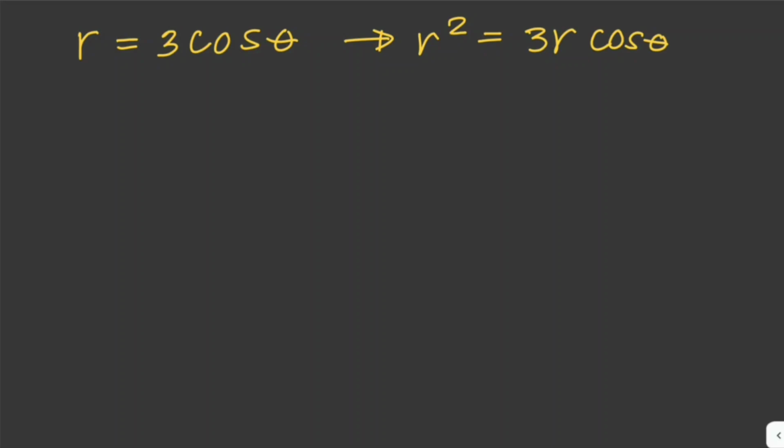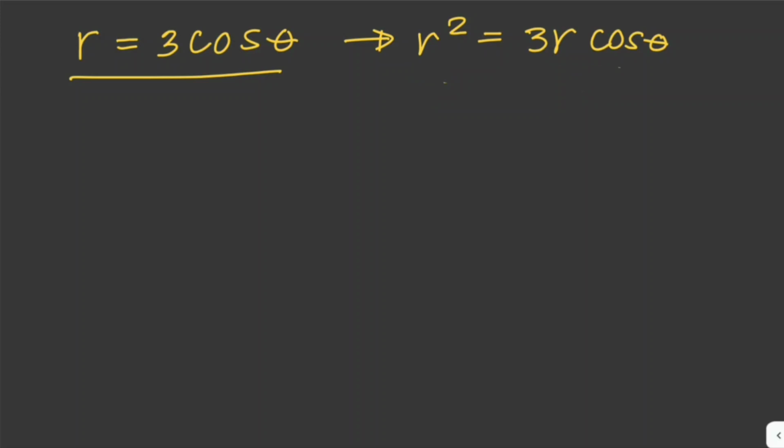Say, for example, we're given a polar equation which is r equals 3 cosine theta. Let's convert this polar equation into a rectangular form of equation. We just have to manipulate this equation. We can rewrite this as r squared equals 3r cosine theta. They are just equivalent. You just have to divide both sides by r, then you will get the same equivalent equation, r equals 3 cosine theta.